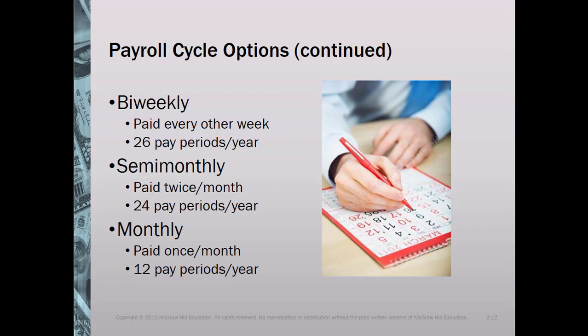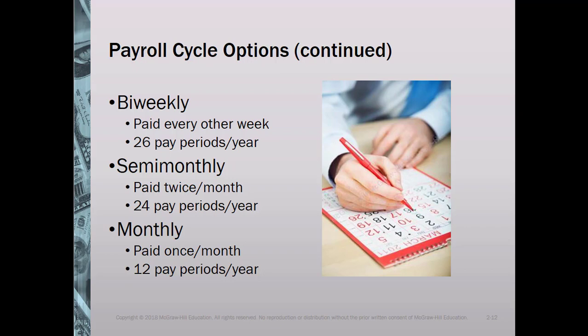The next pay cycle is bi-weekly. There are 26 pay periods for a bi-weekly pay cycle. So bi-weekly would be every other Friday or every other Wednesday, 26. Not to be confused with semi-monthly, so that's twice a month. There are 24 semi-monthly periods in a year.